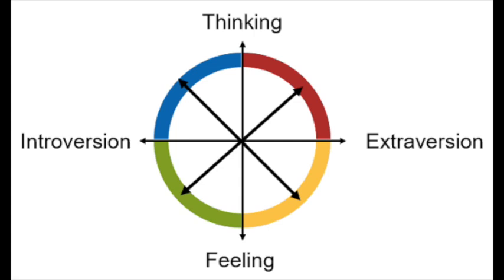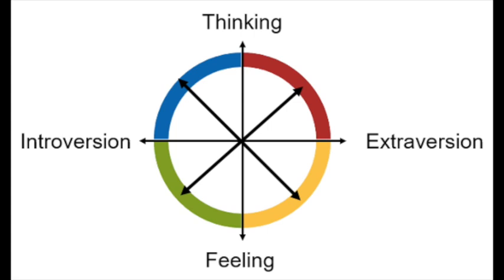Let's start with fiery red. Fiery red is a combination of a preference for extroversion and thinking. Working around the wheel, we then have sunshine yellow. And sunshine yellow, as you can see, is a combination of the preferences for extroversion, but this time with feeling rather than thinking.